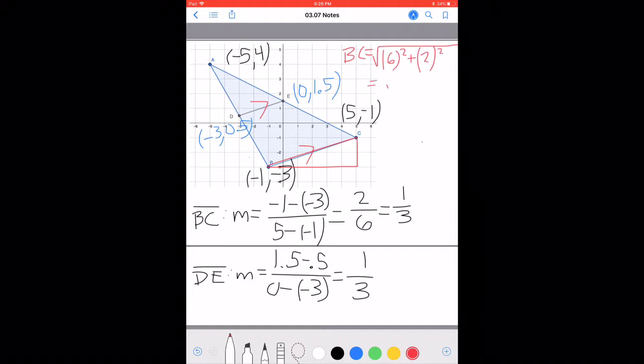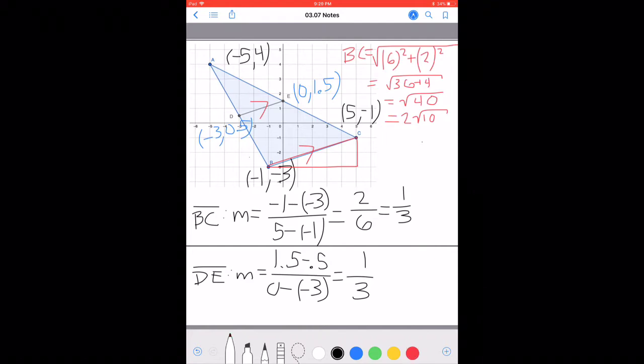So inside we would get 36 plus 4, which we can rewrite as the square root of 40, which we can simplify to 2 times the square root of 10. So that's our third side from our theorem.